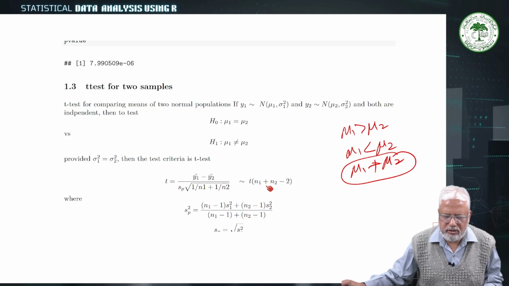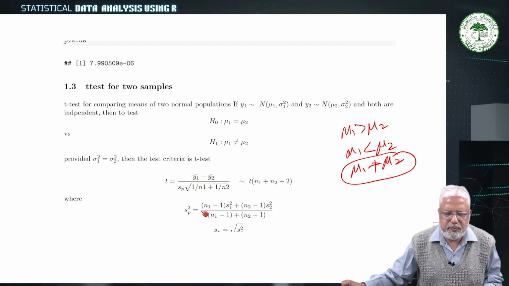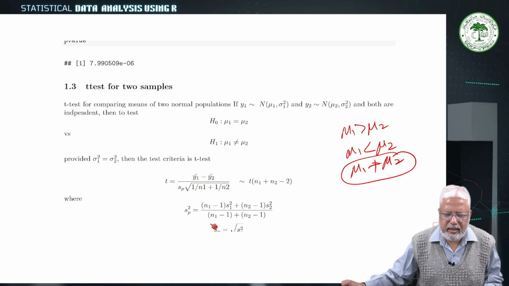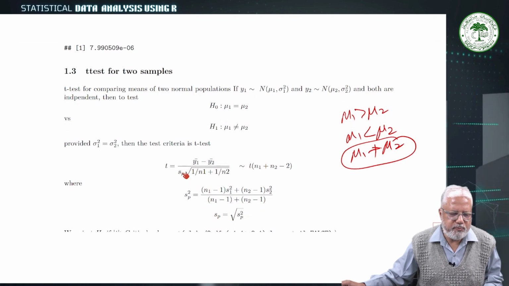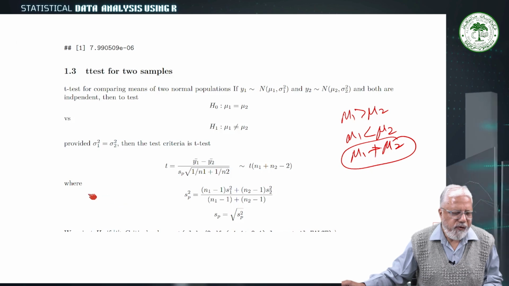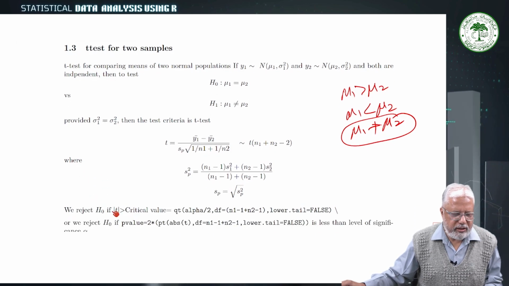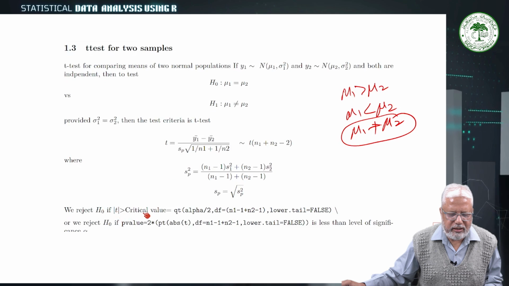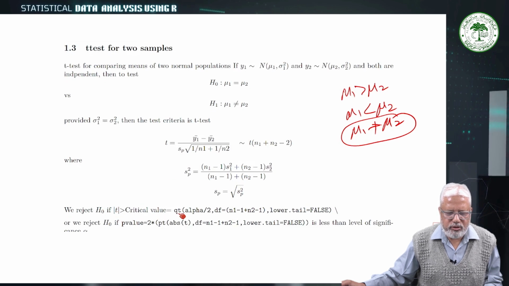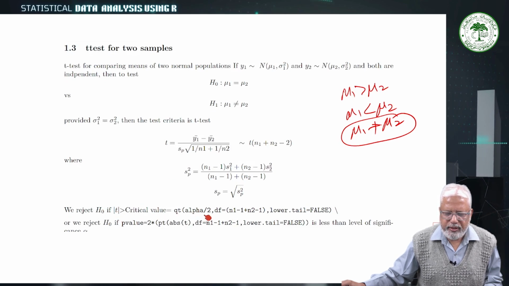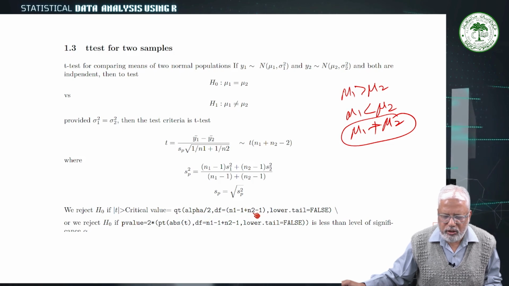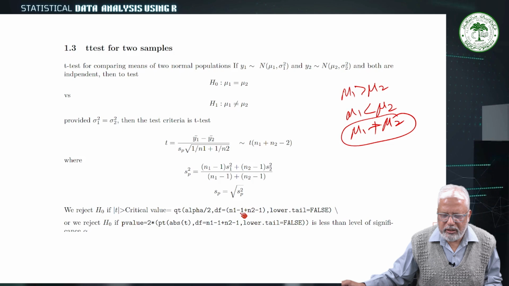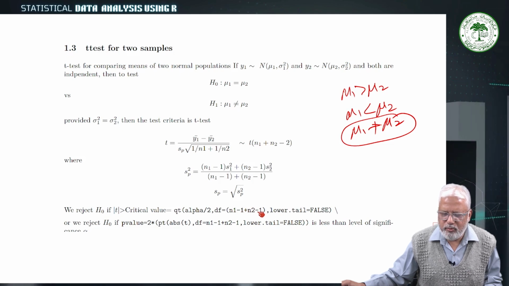So, that comes here, and SP square is the pooled mean square, and so SP is equal to square root of SP square. So, here we are reporting SP. We reject H naught if absolute value of t is greater than the critical value, and critical value is nothing but q alpha by 2, with degrees of freedom n1 minus 1 plus n2 minus 1. So, it is n1 plus n2 minus 2.